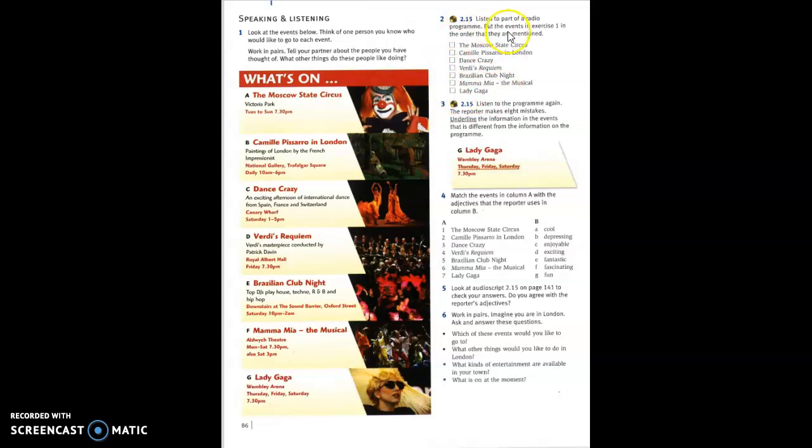Perhaps you could give each of them a letter, A, B, C, D, E, F, G, and that way they could just write the letter in order on a piece of paper at home while they're listening, rather than trying to write down the Moscow State Circus and dance crazy and things like that. So make it easy for the students to write down the answers. We're not testing their writing. We're not trying to develop their writing skills. We're trying to develop the skill of listening for specific information, which is what this activity will do.